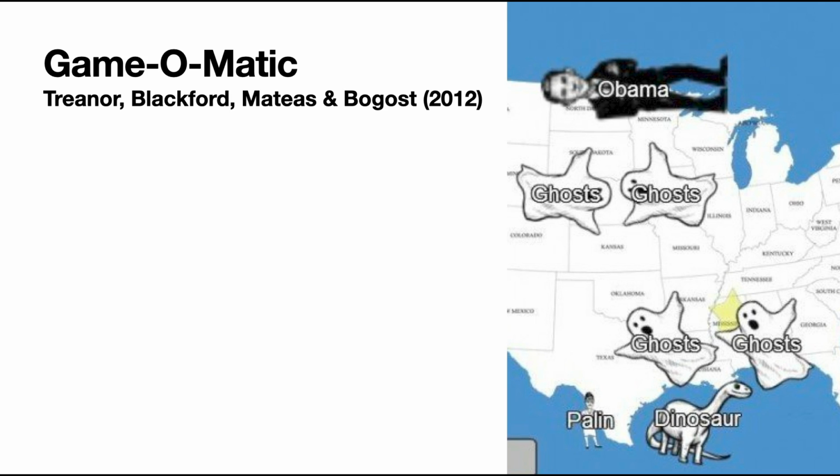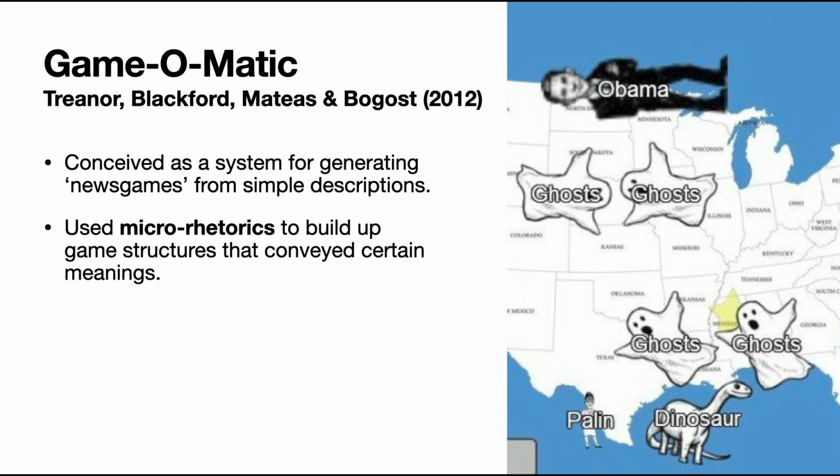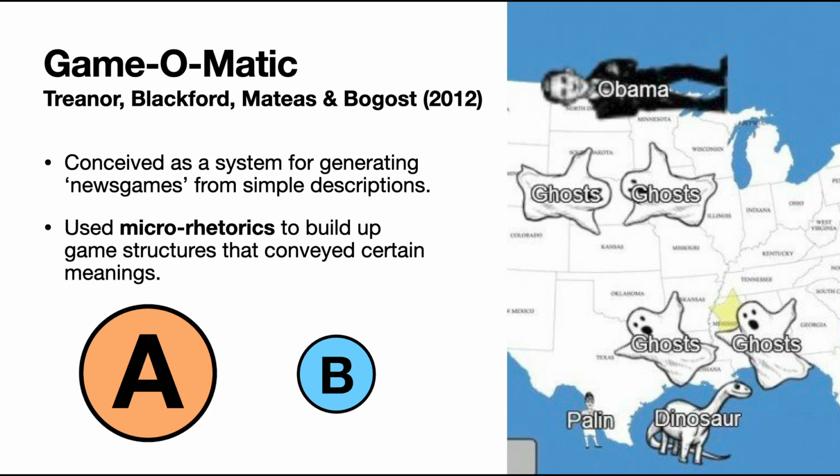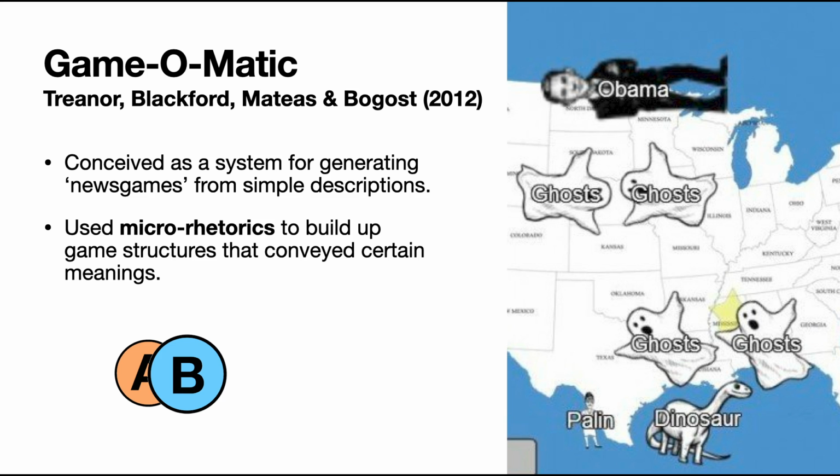And a couple of years after this project, the Game-o-Matic was released, led by Treanor. This was one of the first examples of an assistive automated game designer, originally conceived as a tool for journalists to make news games with. The Game-o-Matic had a library of micro-rhetorics, which were like fragments of game designs that had particular interpretations attached to them. So for example, if an object A gets smaller when an object B touches it, the player could interpret this as B eating A. The Game-o-Matic was able to select, combine, and tweak these micro-rhetorics from a big catalogue to make full game designs, and it would tailor them to match whatever concepts and relationships it had been given to work with.